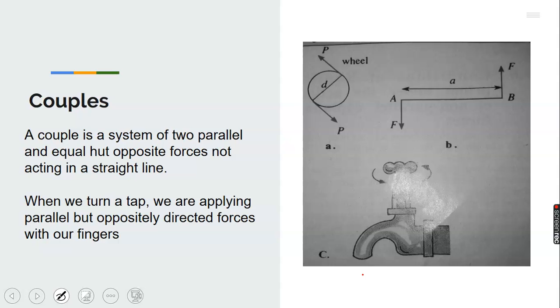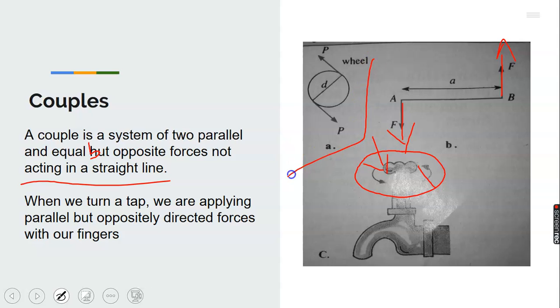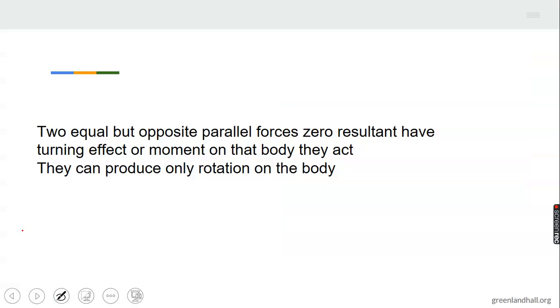Now we move to couple. A couple is a system of two parallel and equal but opposite forces not acting in a straight line. Just like I explained with taps, you apply a force here and you apply one here with your 2 fingers. This effect will bring about a turning effect, just like you also have in bicycle wheels. When we turn a tap, we are applying parallel but oppositely directed forces with our fingers.